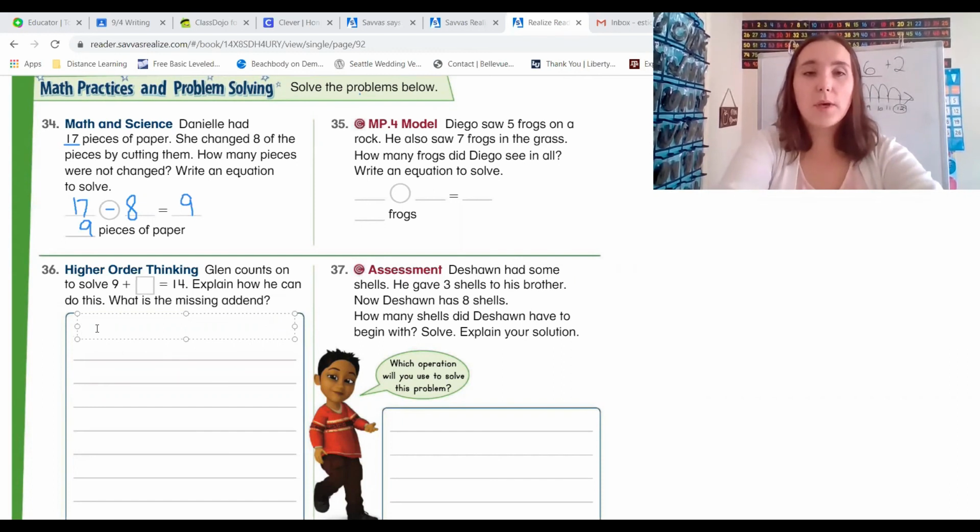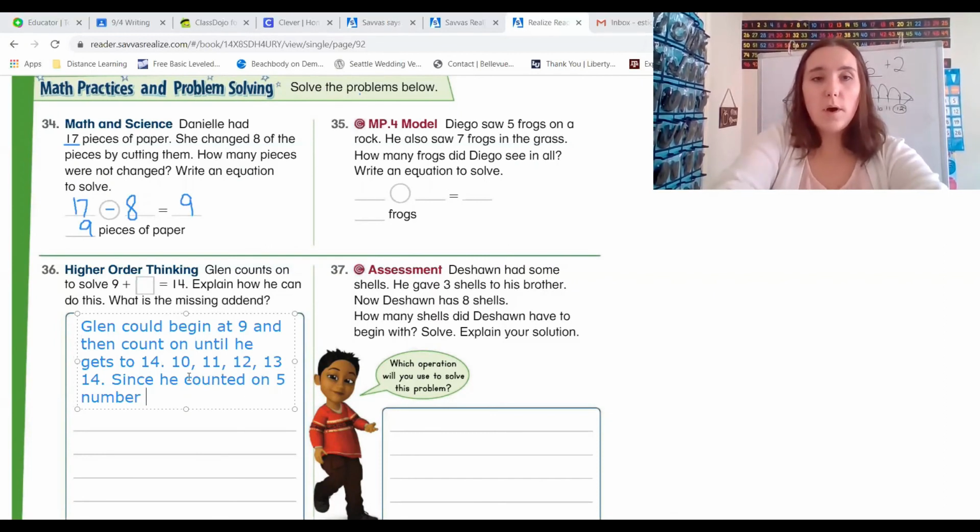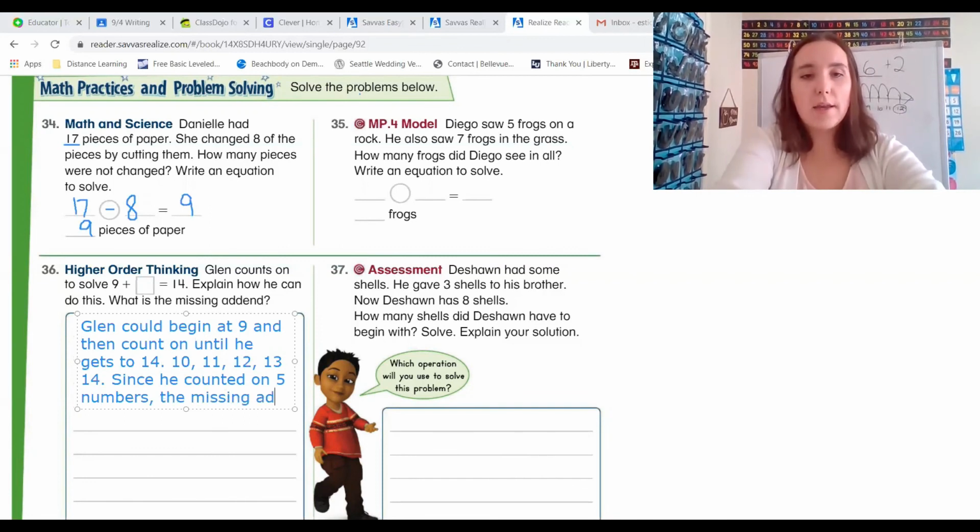Okay, let's check your work. We could say Glenn could begin at 9 and then count on until he gets to 14. And I'm just going to show you how I do that. I would go 9, 10, 11, 12, 13, 14. Since he counted on 5 numbers, see how I counted on 5 numbers? 1, 2, 3, 4, 5. The missing addend is 5 because 9 plus 5 equals 14.